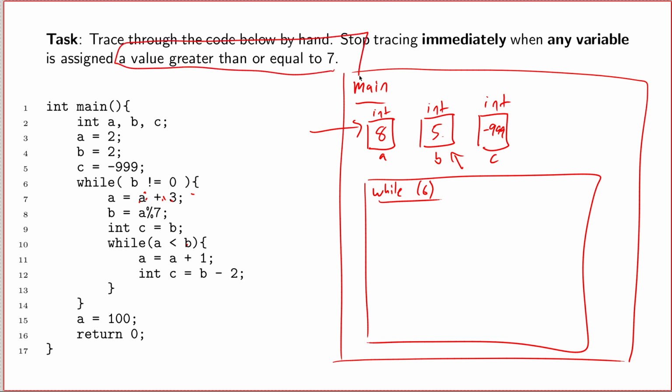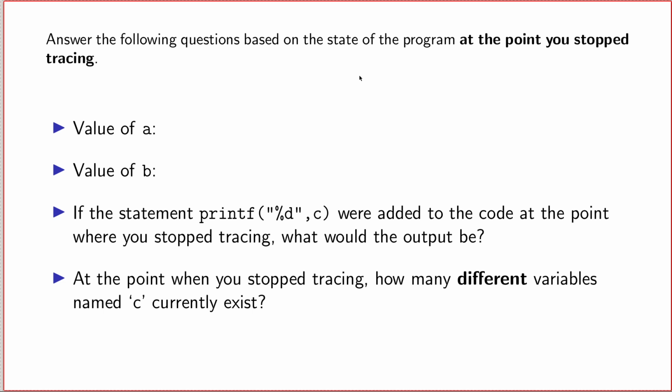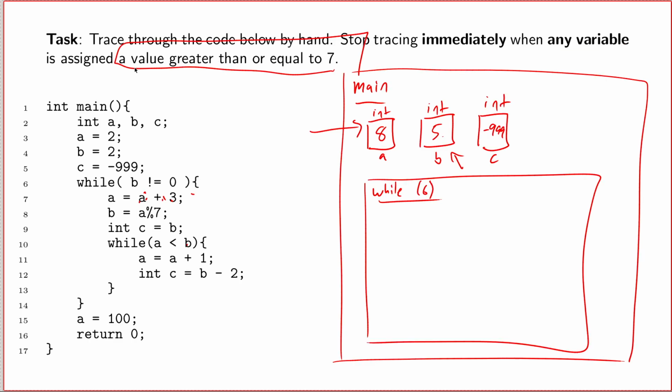Okay, so I stop and then I take a look at the questions to answer. The questions are, answer these questions based on the state of the program at the point I stopped tracing. So I don't continue. It doesn't matter what the program does when the program finishes, if the program finishes. I stop as soon as this condition is satisfied. Okay, so what's the value of a? At the current point in the program, I am sitting inside of this scope here. So I go looking for a value of the variable a. Okay, nothing there. Oh, it's 8.